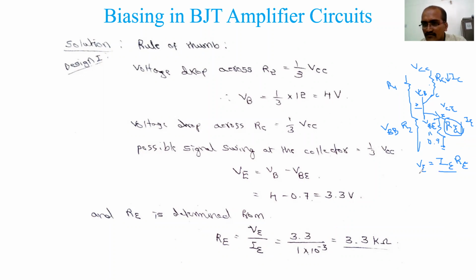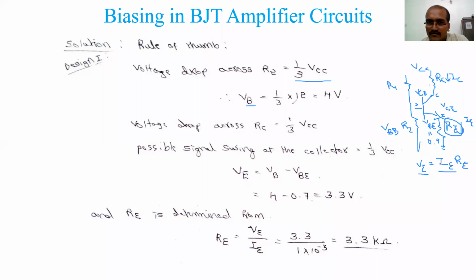So what I require here is the VE value. How to find it out? Based on how it is related, we have to go. As a rule of thumb, as I told you, the voltage drop across R2 is this one. It is called VBB or just VB, which is 1/3 of VCC. That we will assume.